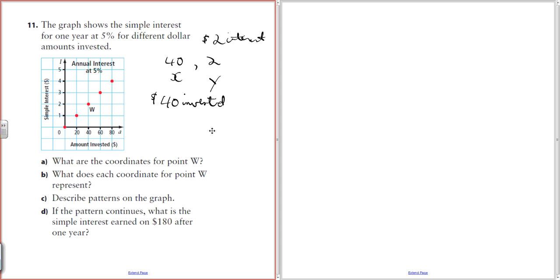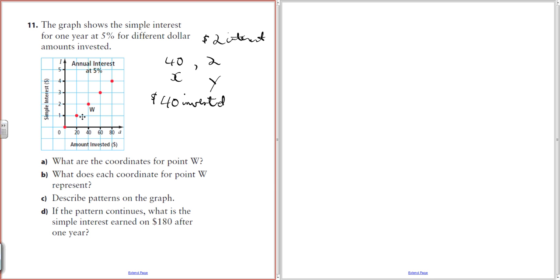Question 11C says, describe patterns on the graph. Well, we've described this quite a few times now, but if we look here, for every 20 we go right, we go 1 up. 20 right, 1 up. Or for every $20 invested, we get $1 interest. That's what the pattern is showing us. And if we were to connect the dots, it would make a straight line. And the last question says, if the pattern continues, what is the simple interest earned on $180 after 1 year?